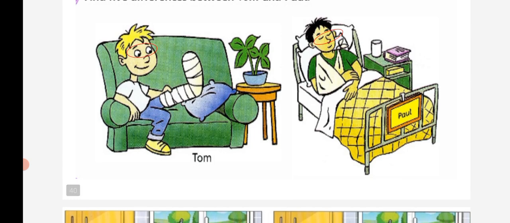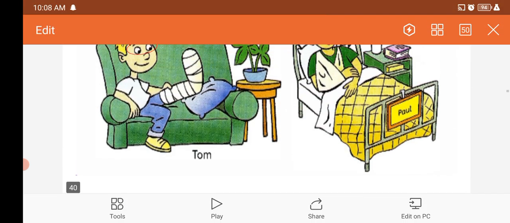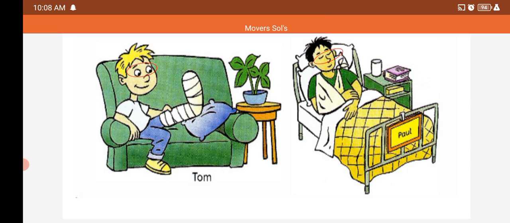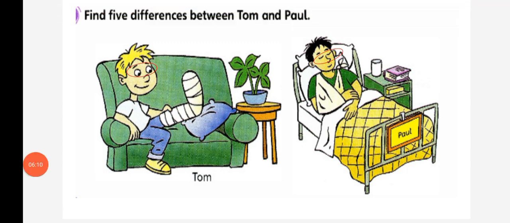Now the next one, let's look at what they are doing. So you can say Tom is awake, but Paul is sleeping. Or while Tom's eyes are open, Paul's eyes are closed. That's another way you can state that difference. Then there are a few other ones that you can look at depending on what you are seeing. On my slide, this is the last one, but you can also talk about the fact that Tom is in the house whilst Paul is at the hospital or in the hospital. That's another difference that you can find there.